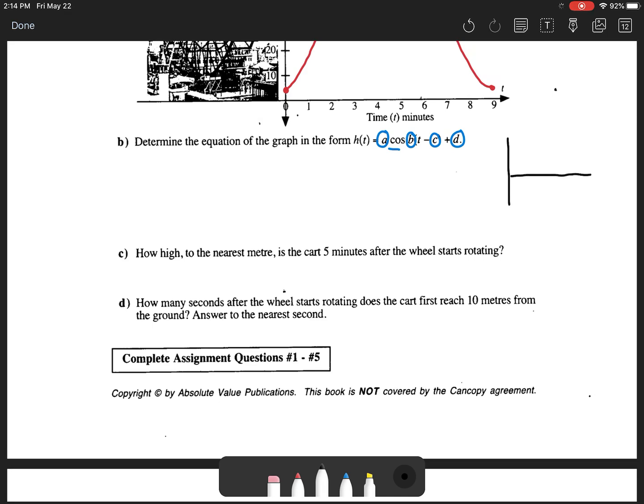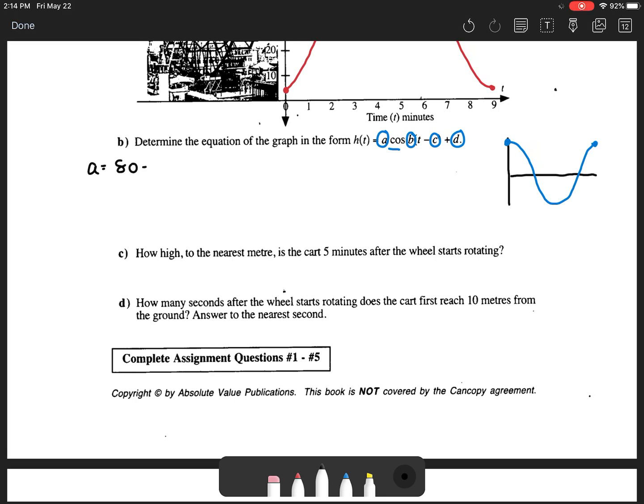Remember, when we are talking about the graph of cosine, cosine starts at a maximum value and goes down and then back up and finishes at a maximum. That shape is what we're looking for based on the red graph I drew above. So I should be able to figure out some of these parameters right away. A is going to be your amplitude, max minus min divided by 2.